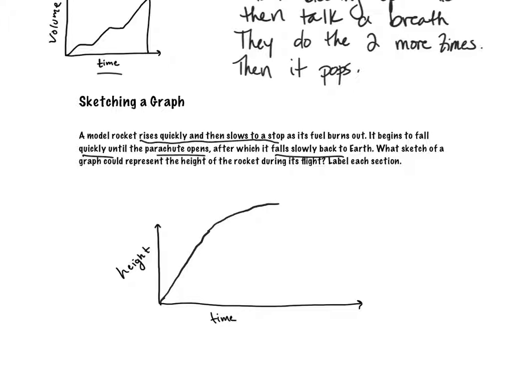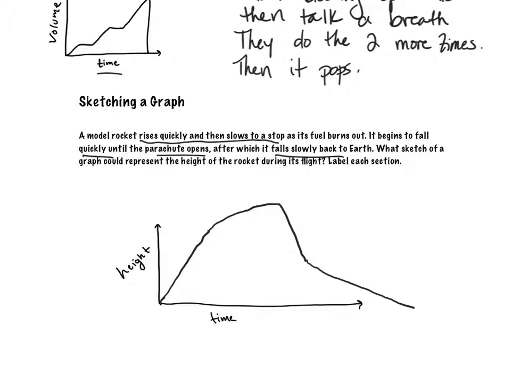So now I've got here, this is where the fuel has burned out. And then it says it begins to fall quickly until the parachute opens. So I'm falling quickly, so I have a very steep line. And then the parachute opens, so I'm going to go slowly down until I hit the ground. Not too bad, right? Could be worse.